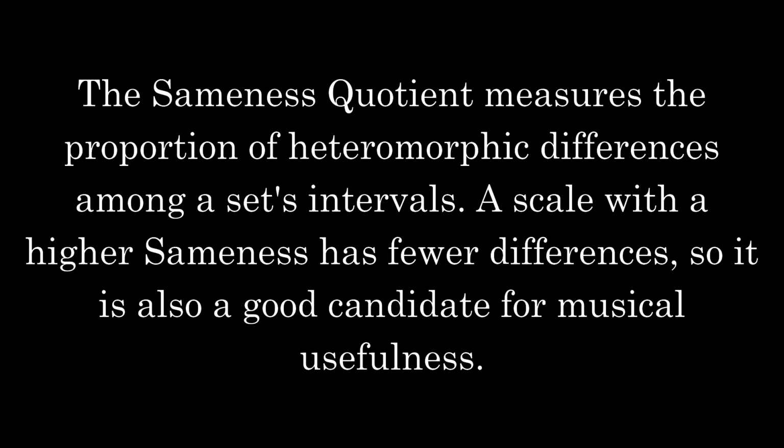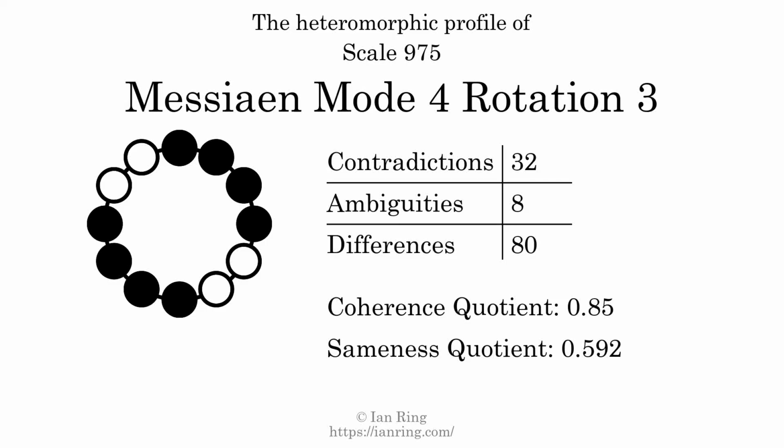The sameness quotient measures the proportion of heteromorphic differences among a set's intervals. A scale with a higher sameness has fewer differences, so it is also a good candidate for musical usefulness. The sameness quotient is 0.592.